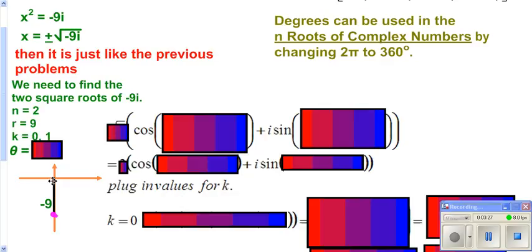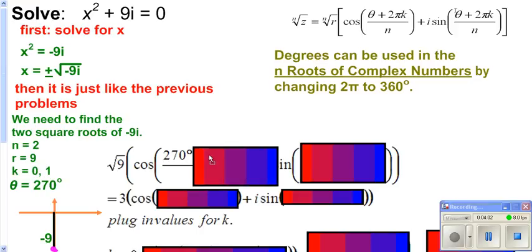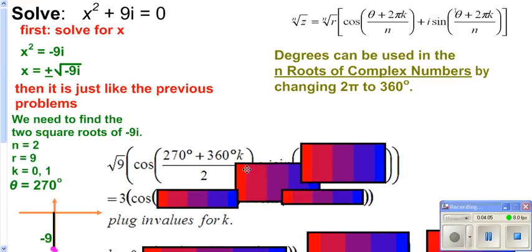Now you can use degrees or radians for this, doesn't make a difference. We've used radians in the last couple, so let's go ahead and switch over to degrees. So this would be a 270-degree angle. Now when you're dealing with your formula that you have up here, if you want to not use radians but degrees, replace your 2 pi with a 360. And then you can use it with degrees. So we're going to go ahead and plug our n, r, and theta into our formula up here. So we're going to have the second root of 9, or the square root of 9, which you know is 3. Then we're going to plug in your angle, 270 degrees, and then instead of that 2 pi, remember we're going to write 360 times your k over n, which is 2.